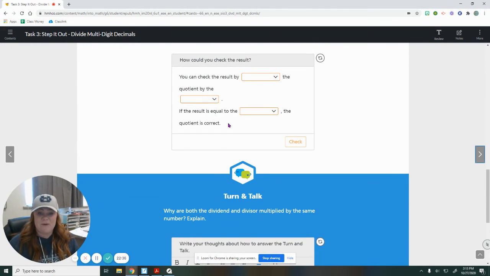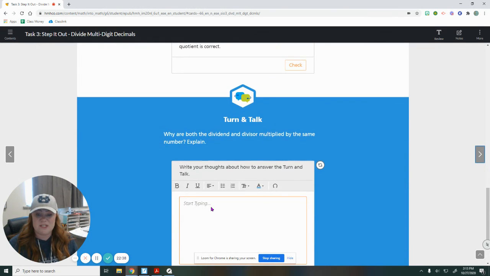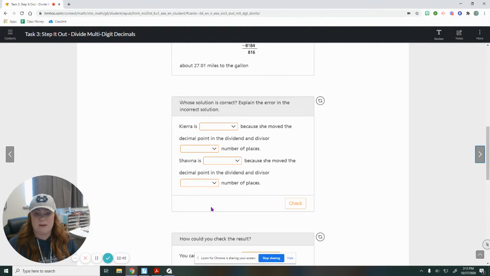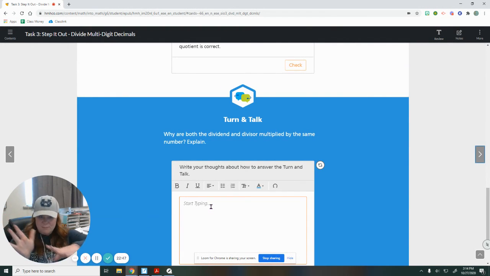Okay, so go ahead and see if you can answer these questions here. And then why are both the dividend and the divisor multiplied by the same number? So remember, we times them both. On this one, it got 10, 100 times bigger. And then we had to do the same thing. So see if you can explain to me why we have to do it to both of the numbers.